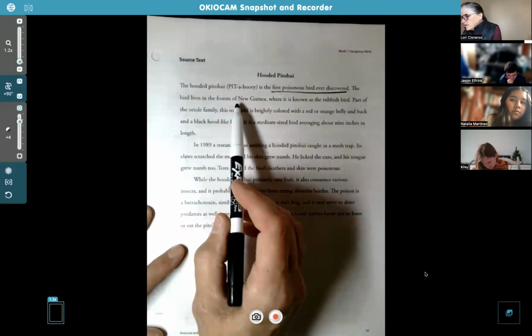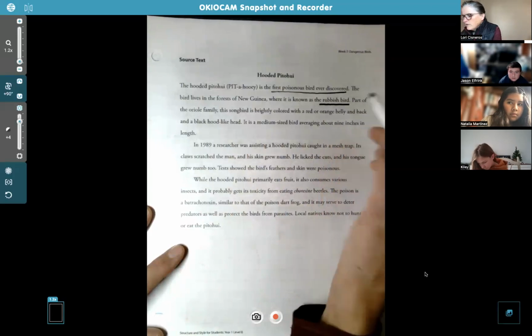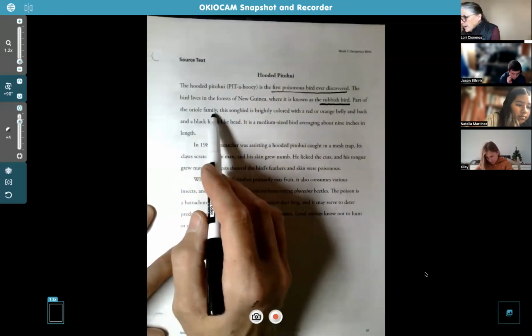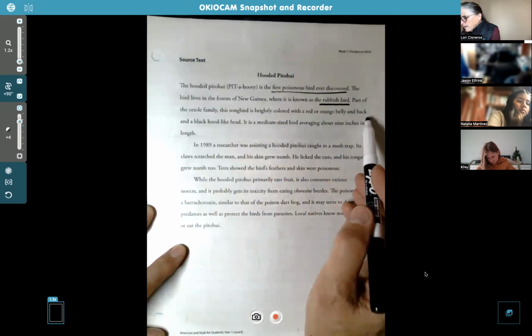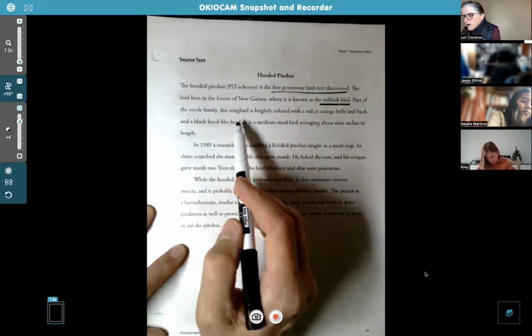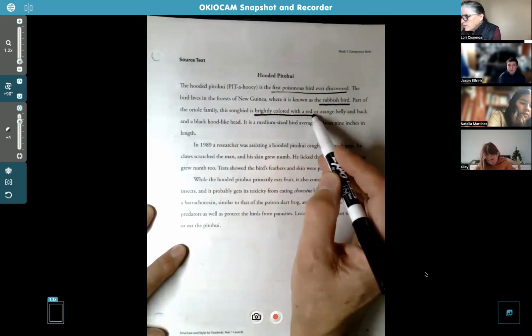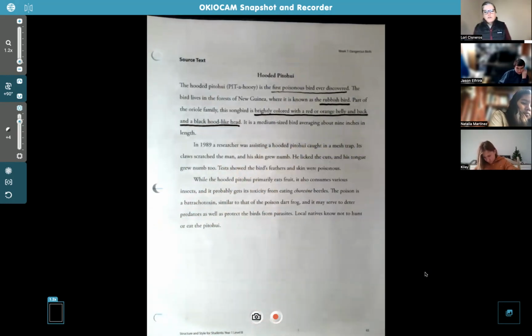The bird lives in the forests of New Guinea, where it is known as the rubbish bird. I'm going to underline rubbish bird because that's kind of a cool phrase. Rubbish just means trash. Part of the oriole family, this songbird is brightly colored with a red-orange belly and back and a black hood-like head. So I think it's interesting about the color. So I'm going to underline just that part of the sentence, brightly colored with red-orange belly and back and black hood-like head. So notice I'm not underlining complete sentences. I'm underlining facts that I think are interesting.